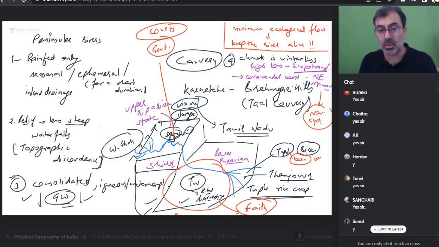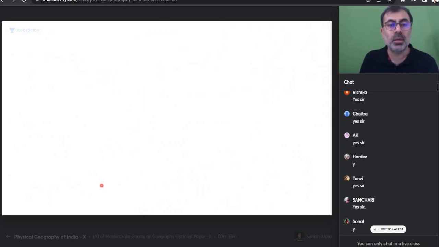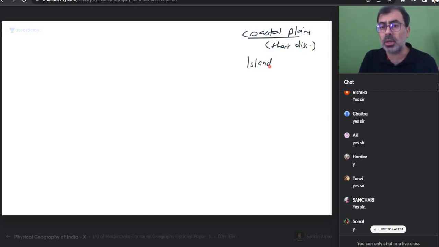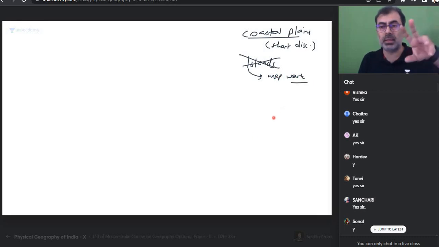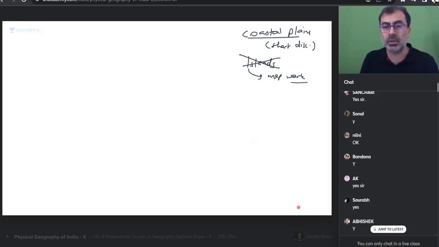After the break, I will be talking about, let me just tell you what I have to do. I'll be talking about coastal plains. A quick one, coastal plains. Short discussion. Islands, I am not talking in here. Islands, I will be doing only in map work. Is it okay if I do islands, Lakshadweep and Andaman and Nicobar? वो मैं map में कर दूंगा special class में. With this, we will finish the physiographic divisions.